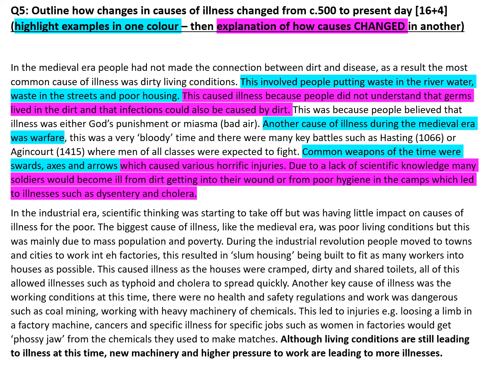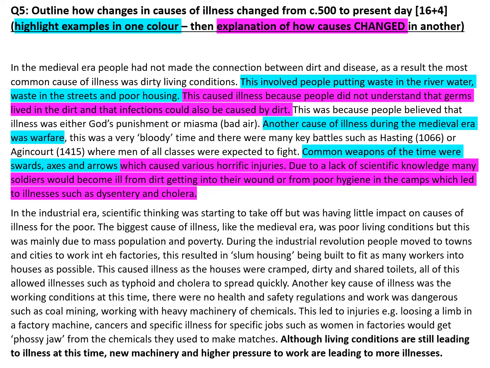For my medieval paragraph, I've highlighted where I've given an example of a cause of illness, and then where I've explained how that caused illness. And then in bold, I've put where I'm talking about things changed. Okay. Yeah, I think I've done that right.